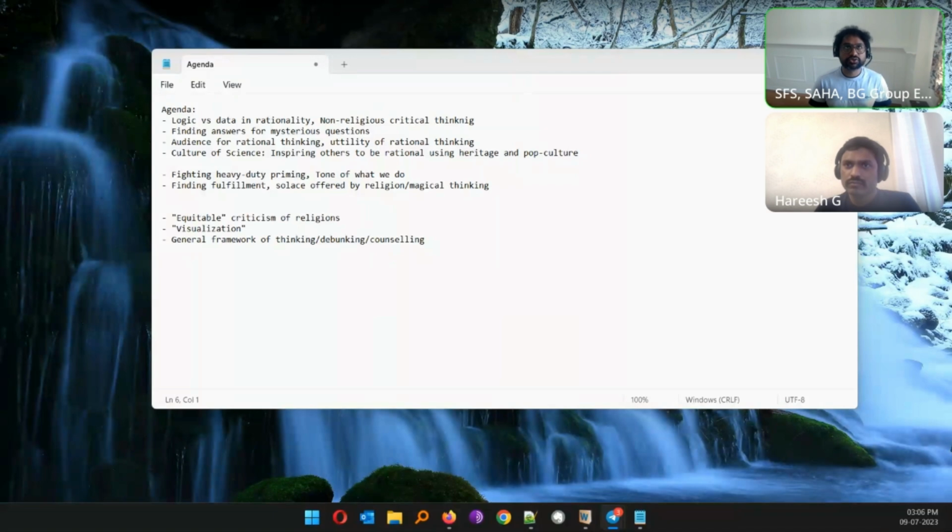I think which brings us to how we can deal with this, right? Which is the next item that we are going to talk about. And just a small thing, I think we are at time, which is fine. But what we are going to do is talk about the next two agenda items, which is the audience, and then finally we'll conclude with the culture of science, and then we can defer the other agenda items to our next meetup, whenever we are going to meet, right?